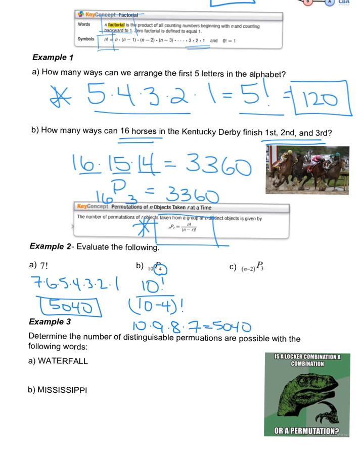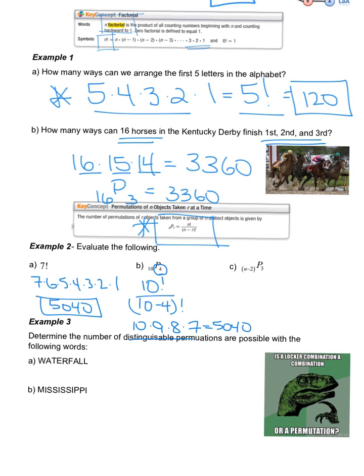And if you think about this, if I was to write out 10 factorial, I have 10 down to 1 on top, and 10 minus 4 is 6. I'd have 6 down to 1 on the bottom. 6 down to 1 would cancel with 6 down to 1 on the top. So I'd be left with 10, 9, 8, 7 in the problem.